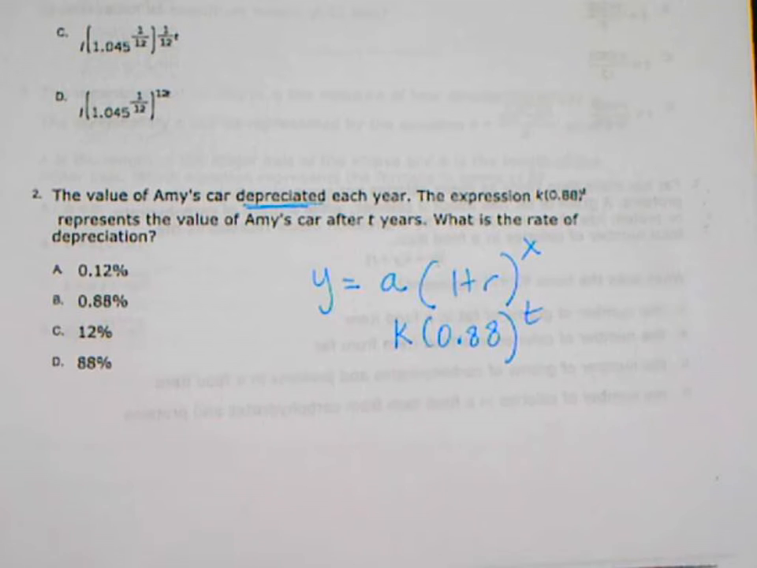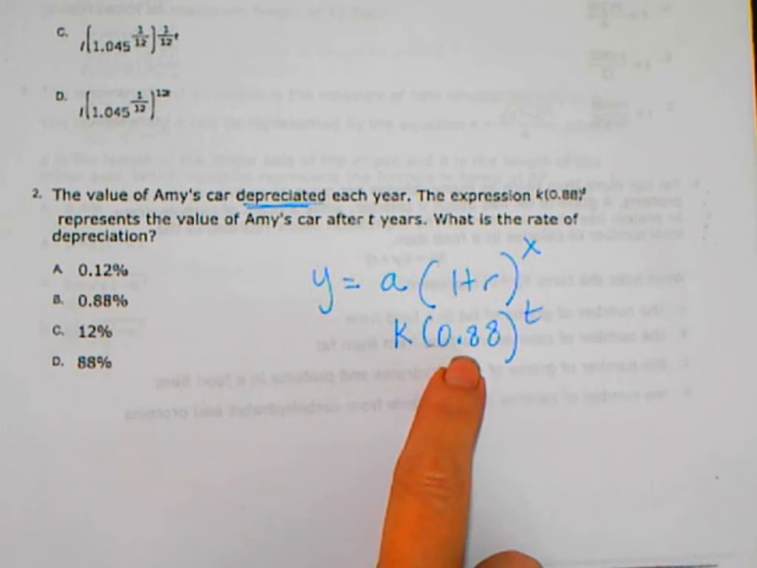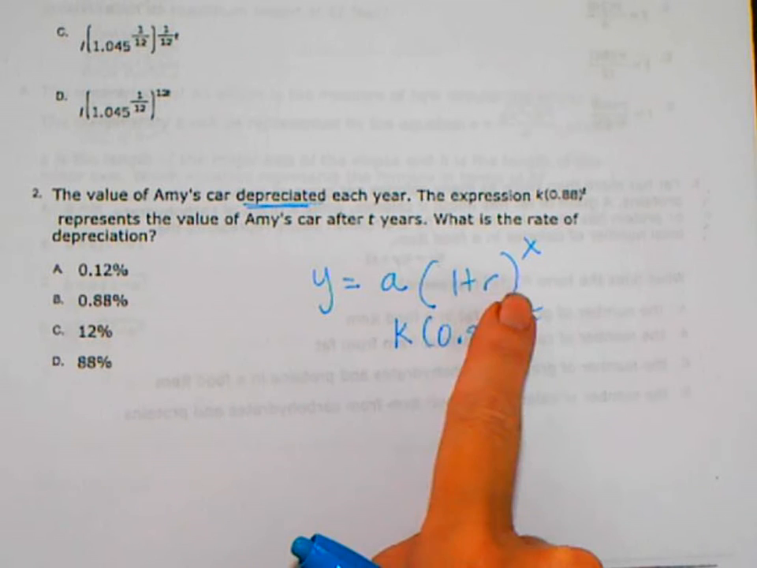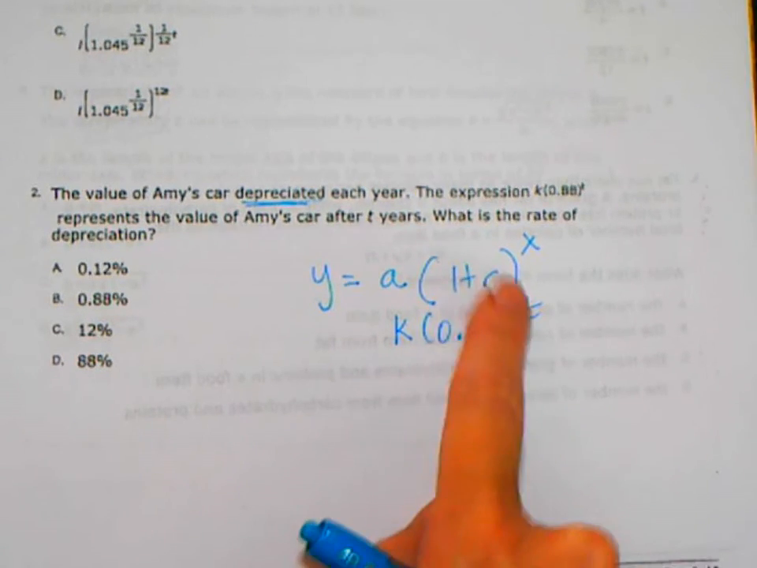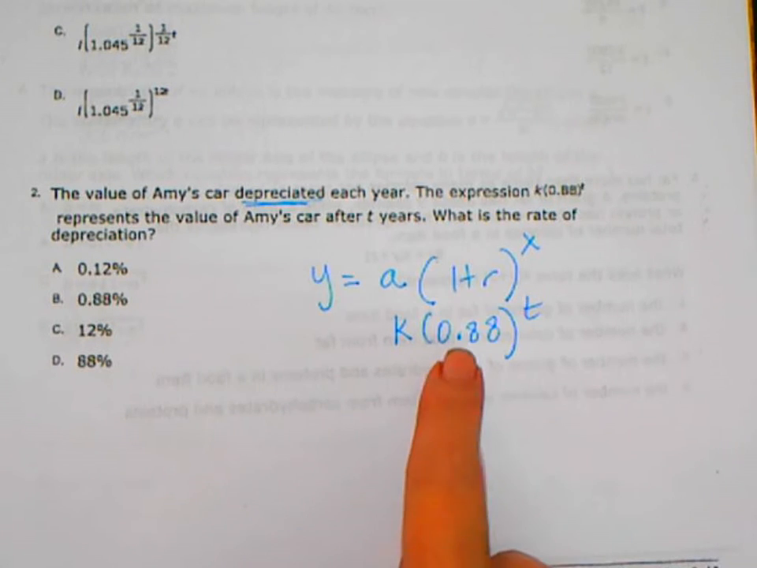Okay. They just want to know the rate of depreciation. So depreciation means it went down, right? So that's why this number is less than 1, because it depreciated. So you do 1 plus the rate if it increases, 1 minus the rate if it decreases. Well, obviously they already did the 1 plus or minus the rate and got 0.88. So how much did it decrease? What must we have subtracted from 1 to get 0.88? 0.12, right?